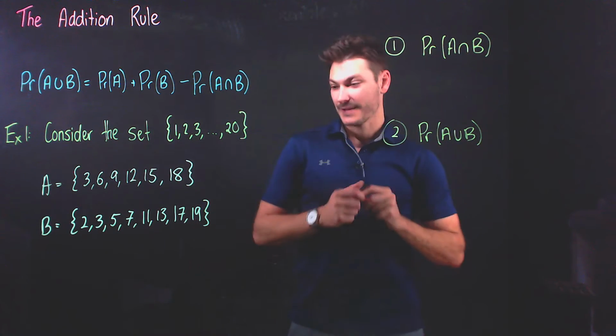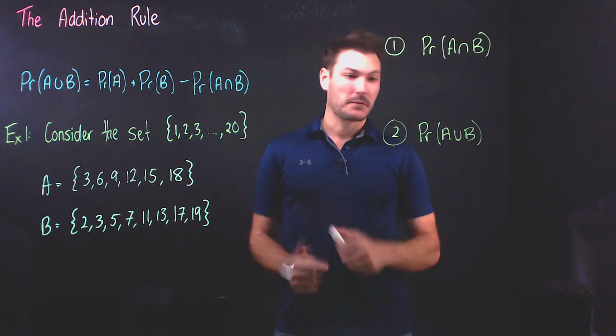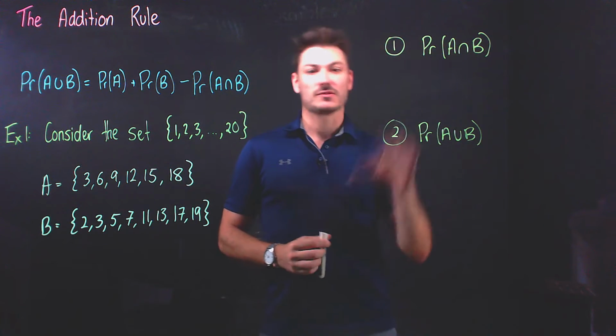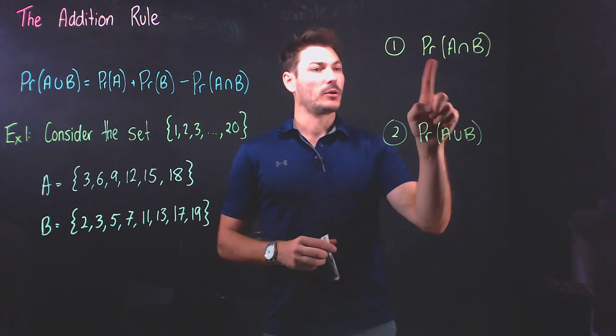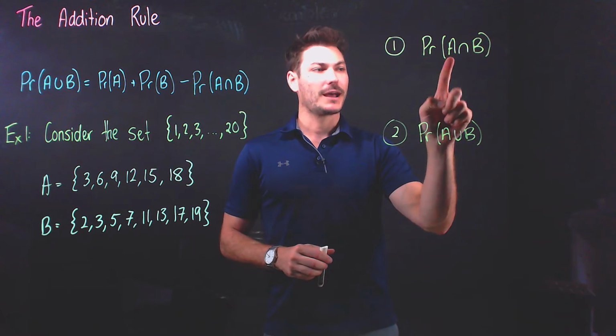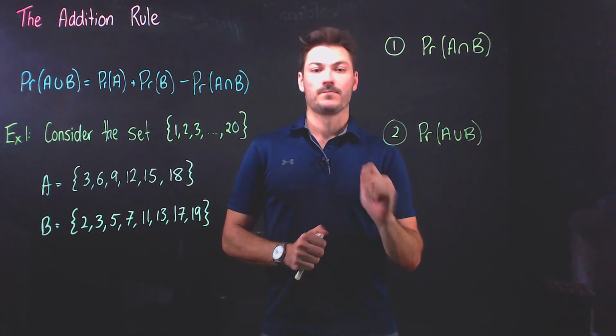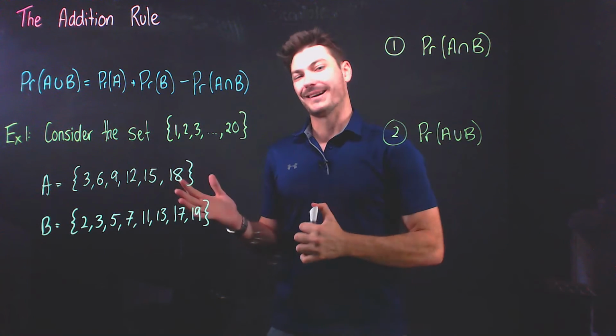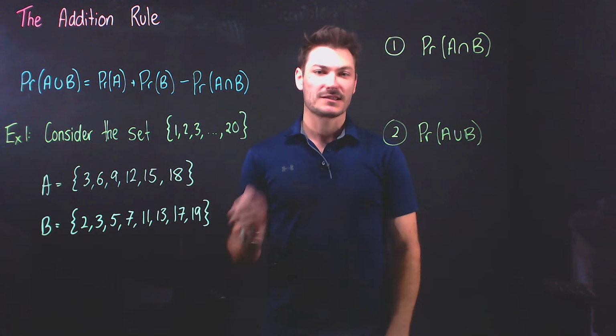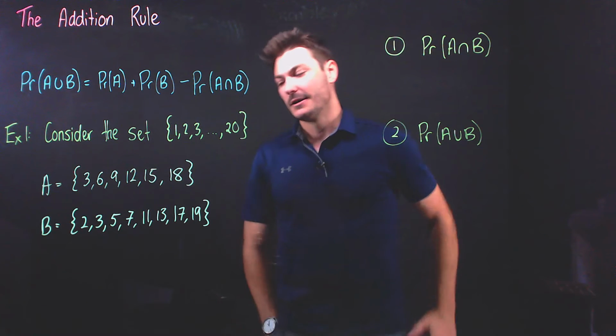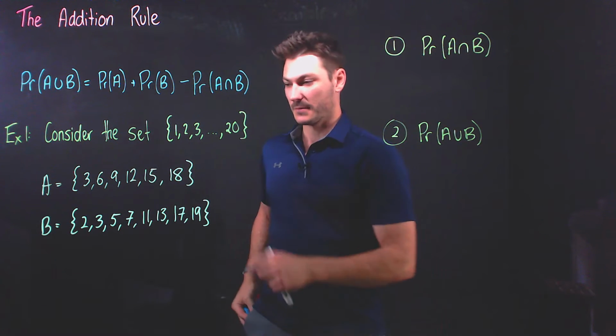Okay, so we've got our two sets there, set A and set B, and we're going to get asked to solve for two things in this case. We want to find the probability of A intersecting with B, and we want to find the probability of A union B. So A intersect B is just going to be by inspection. We're going to look at these two sets and see which numbers or number is in both of these subsets.